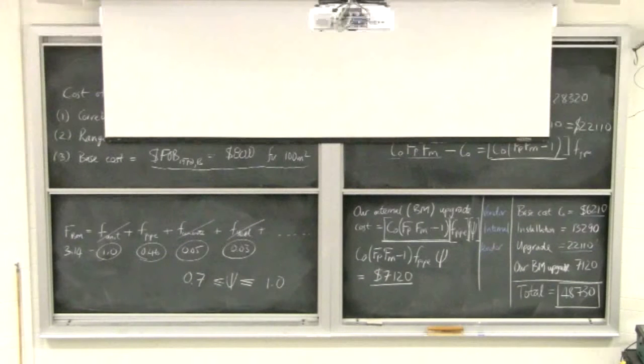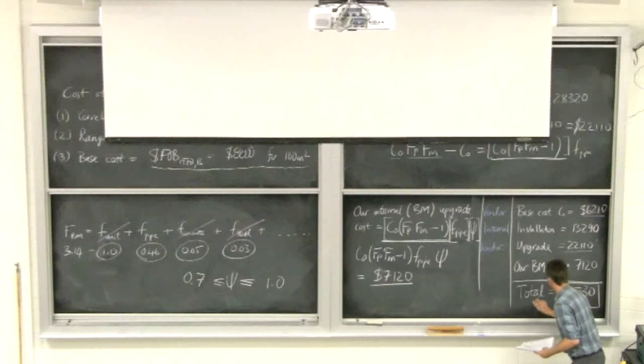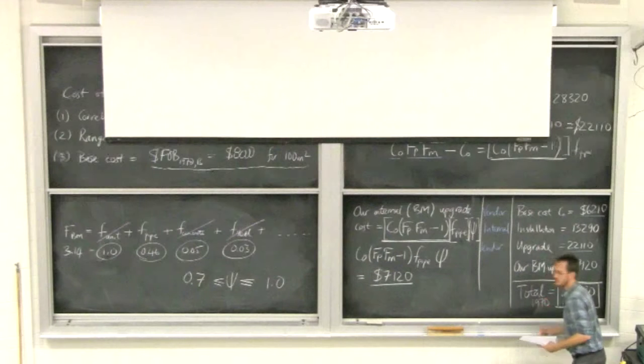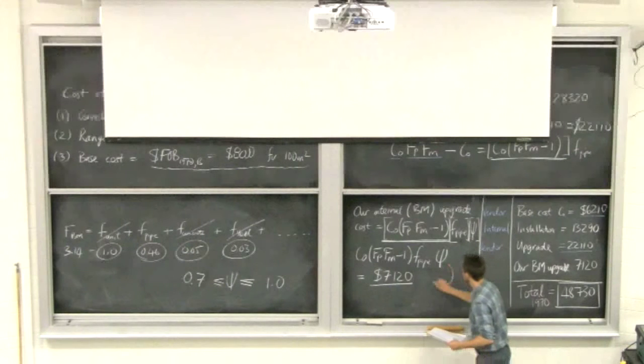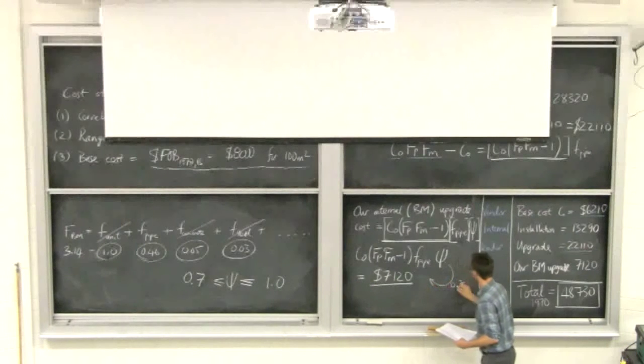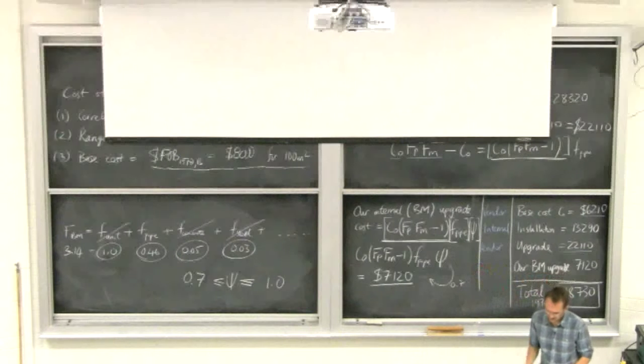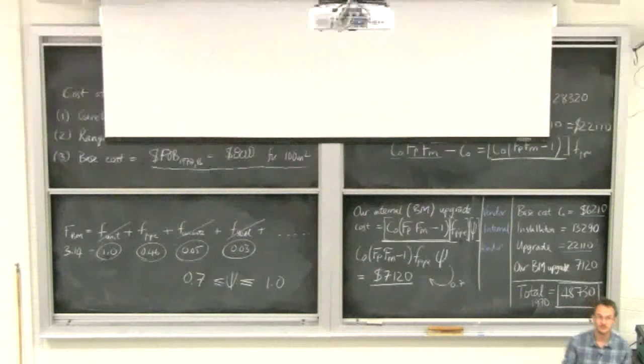Now, this is all in 1970. We haven't moved yet to today's dollars. Yeah, Tabo? 0.7. Yeah, I used 0.7. Sorry? That's for you to answer in the tutorial.